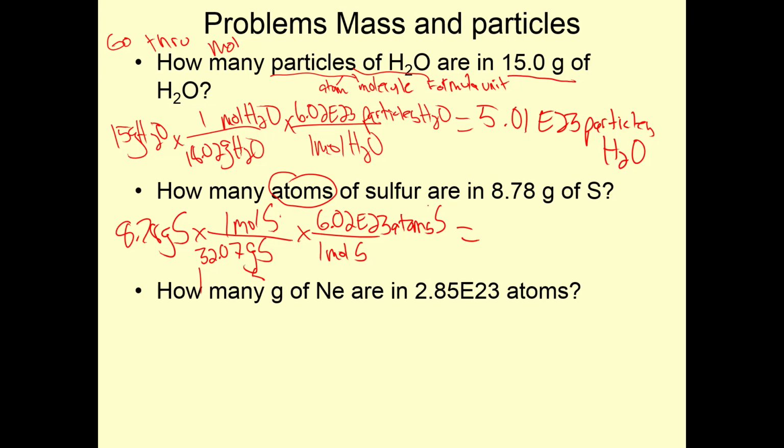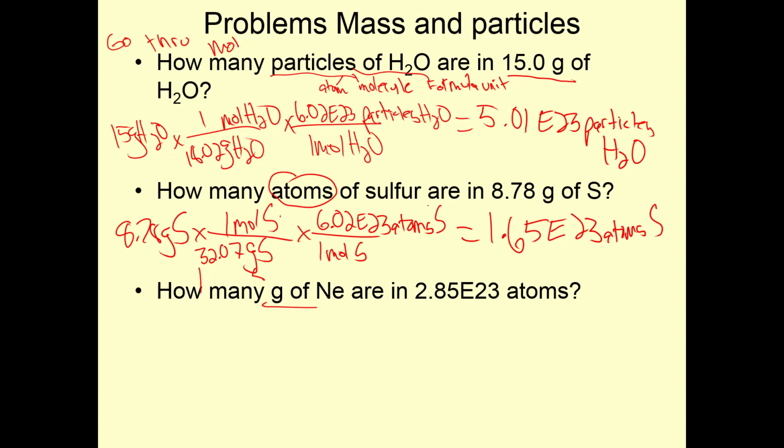8.78 divided by 32.07 times 6.02, second comma, the E shows up on my screen, 23. Now, if you happen to be lucky enough to have a Casio calculator, it's even simpler. You hit the X button. But if you have a Casio calculator, you probably knew that already. That's how I get atoms of S.